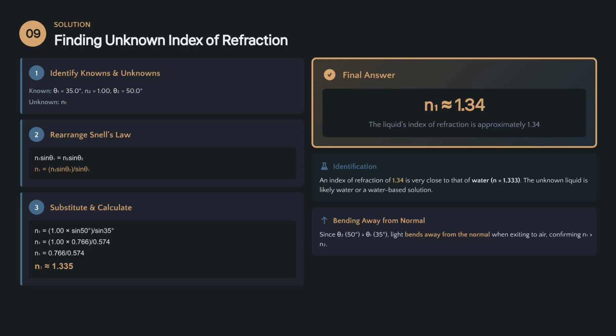We rearrange Snell's law to solve for n1. n1 equals n2 sine of theta 2 divided by sine of theta 1. Substituting the known values, the calculation yields an index of refraction of approximately 1.34. This value is close to that of water, indicating the unknown liquid may be water or a water-based solution.